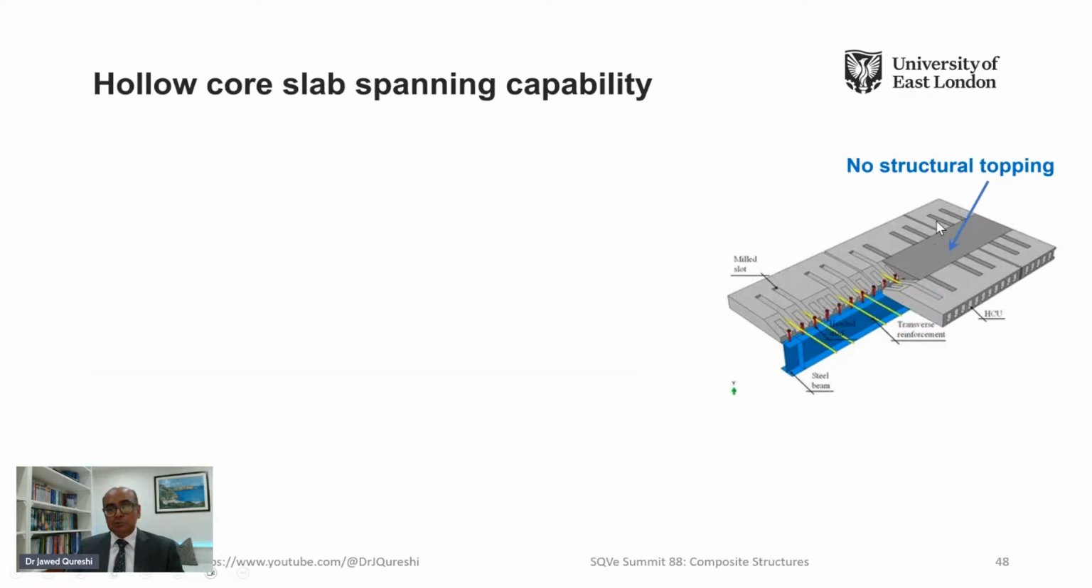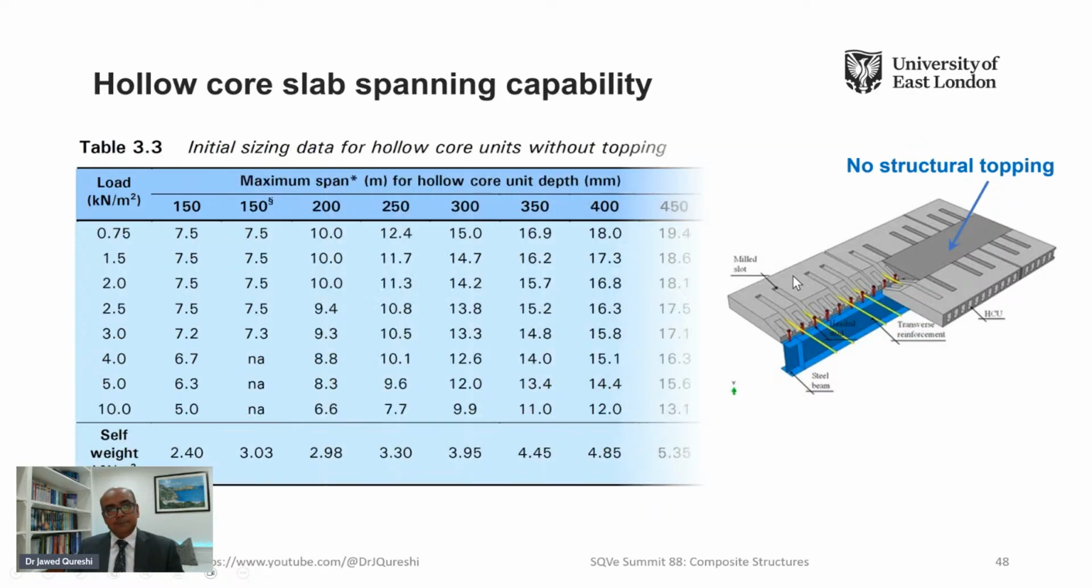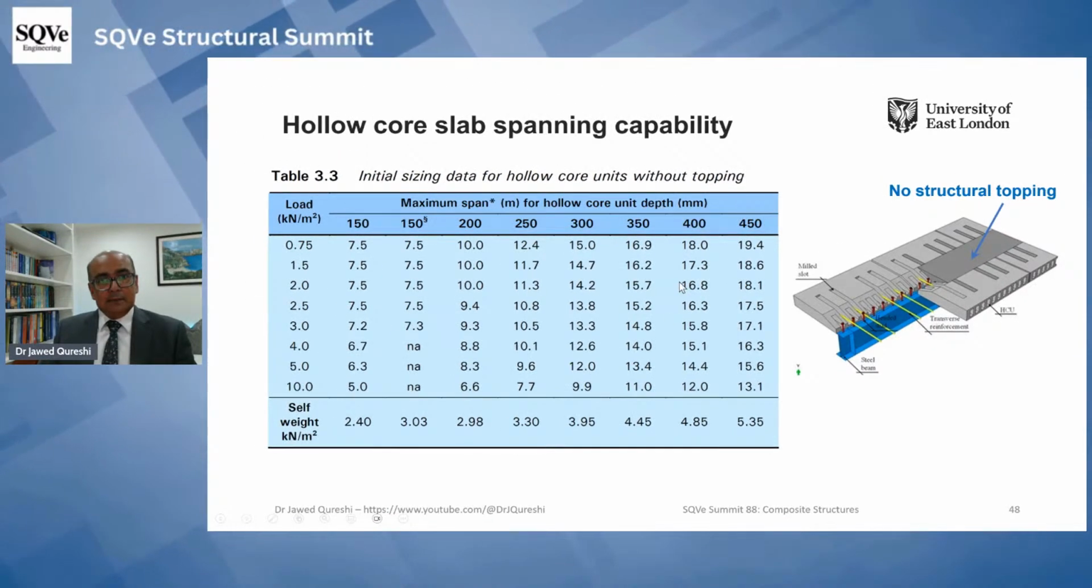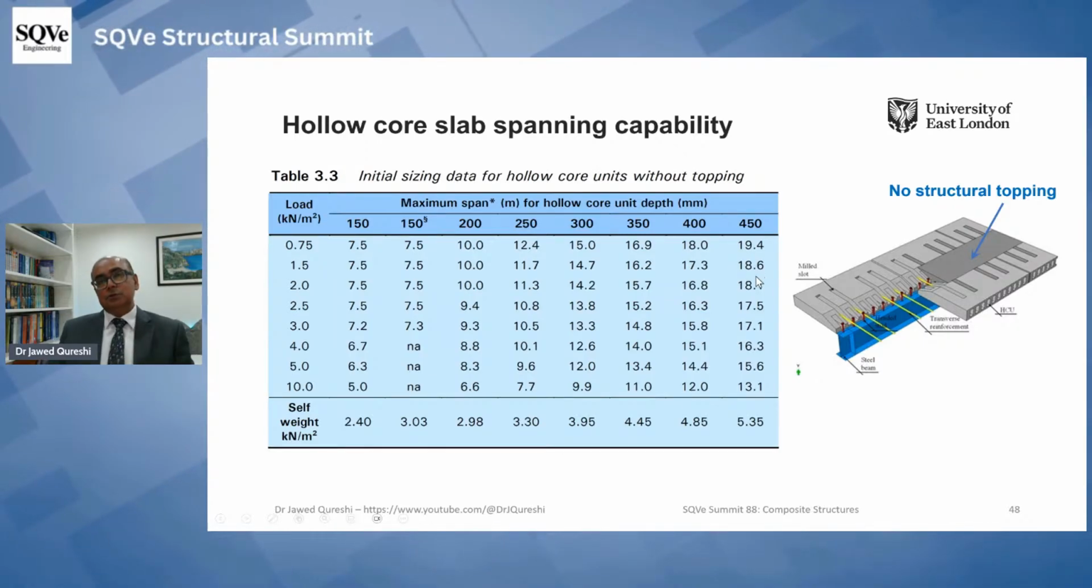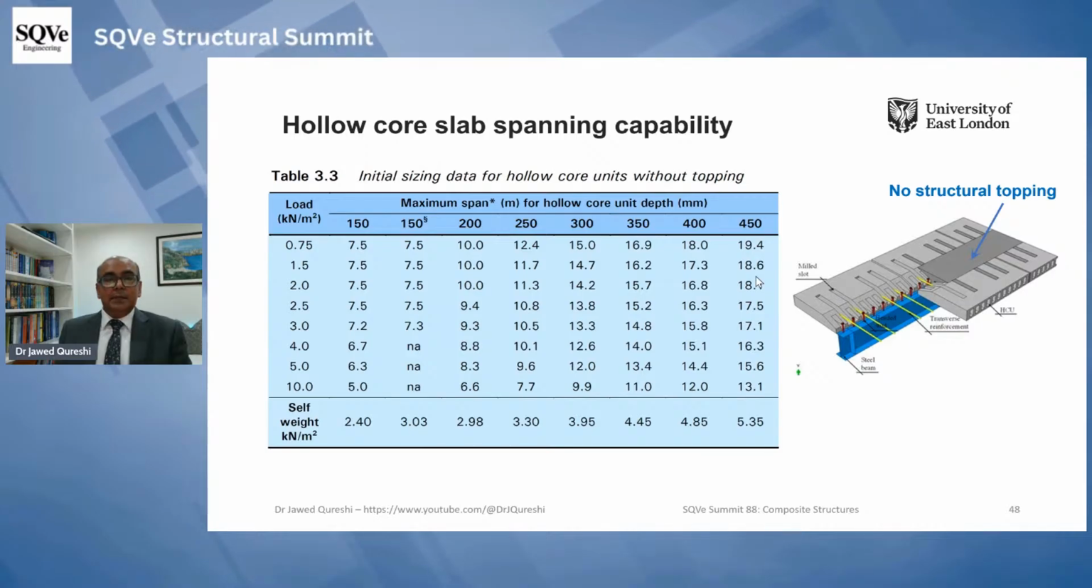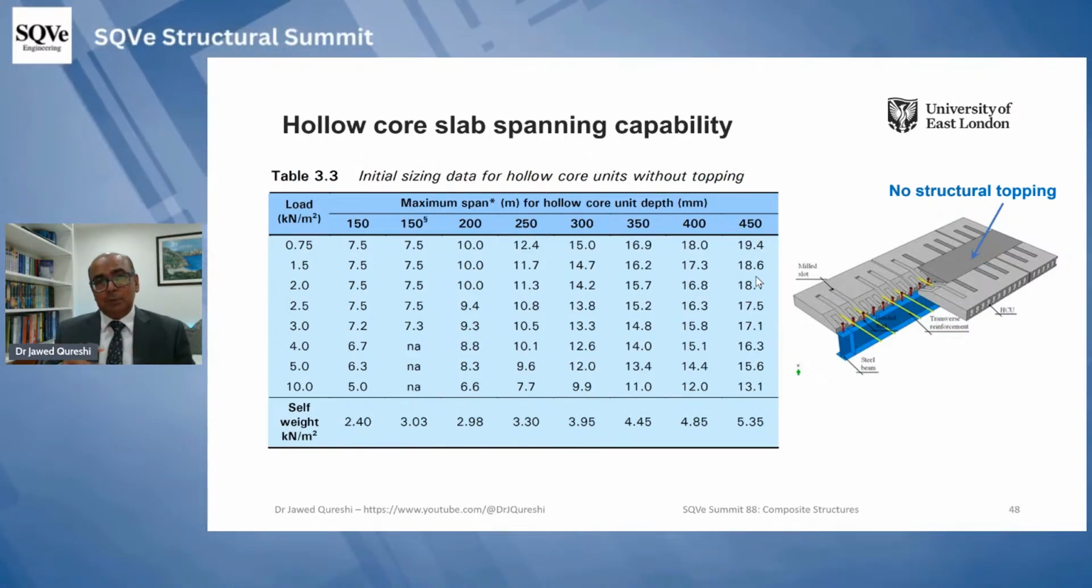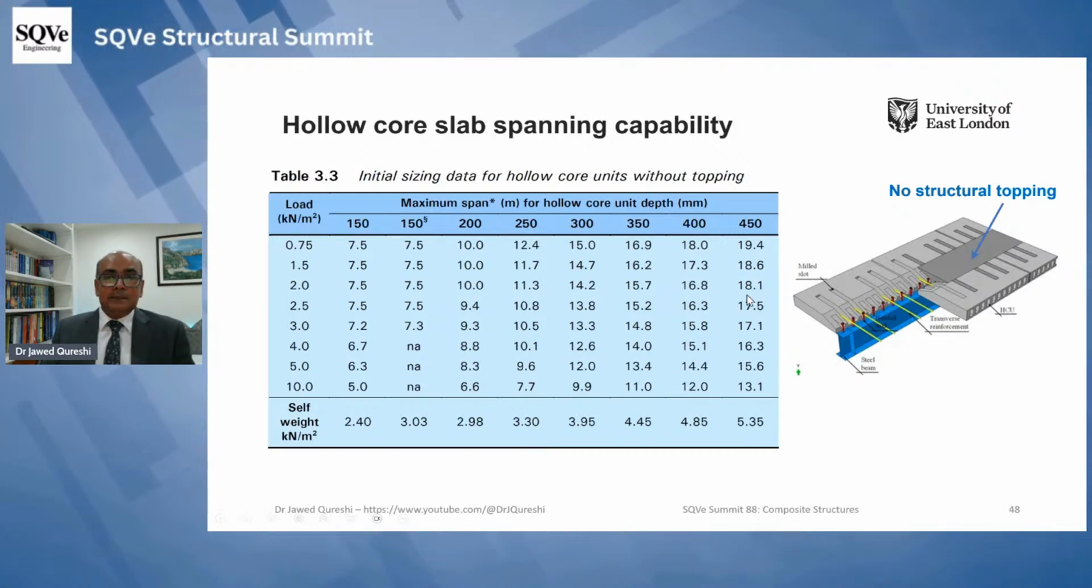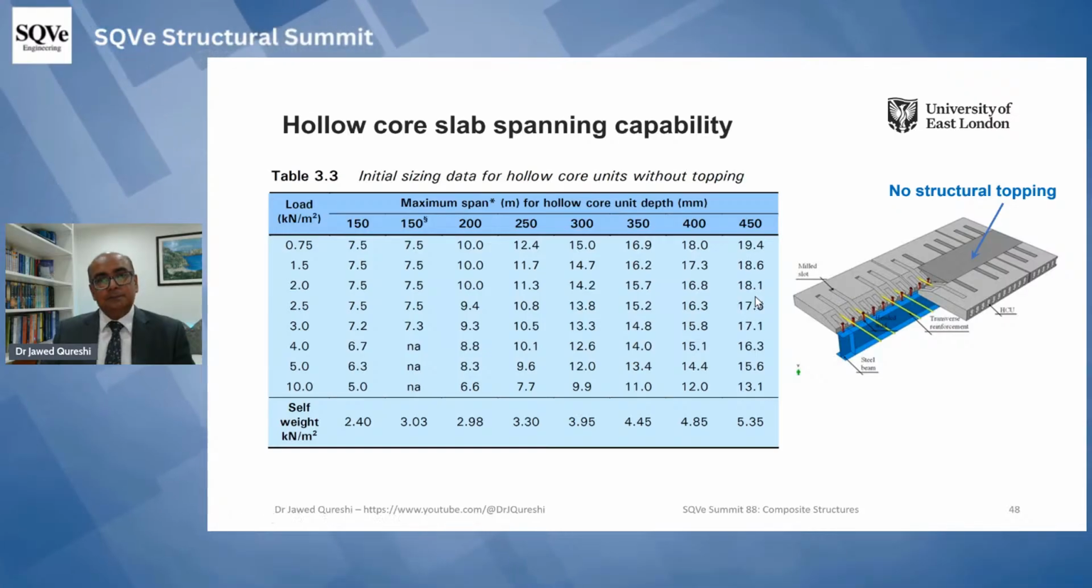How about with no structural topping, which is more common? Here again, see that spanning capability is quite a lot. If the loading is less, then you can see it can span up to 18 meters. So from here you can get an idea that even without performing detailed calculations, you can still size the slab based on the load span table from the manufacturer.